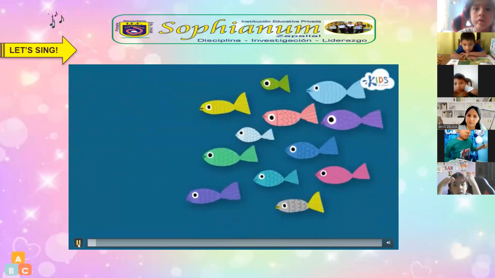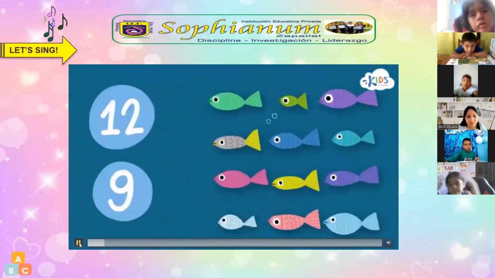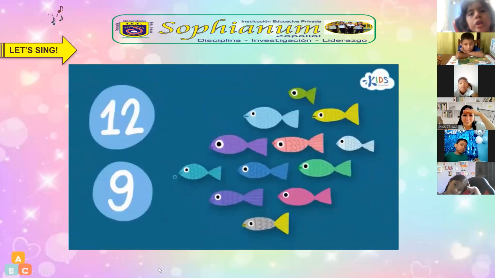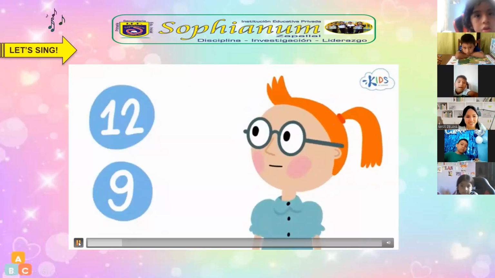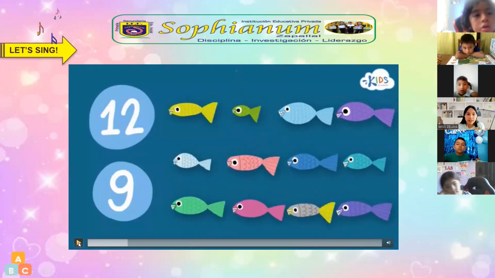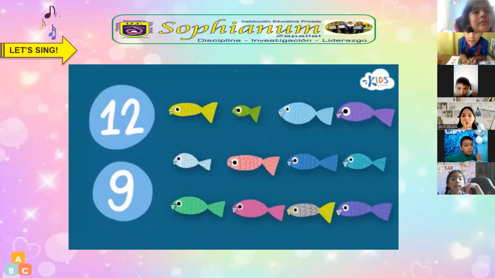Counting and matching is really fun, and it's easy to do. How many do you see? How many do you see? How many do you see?